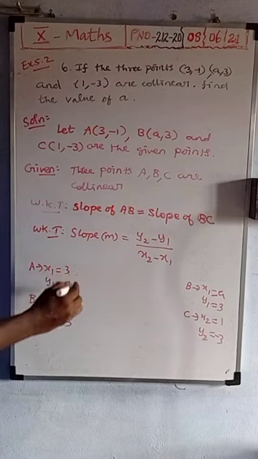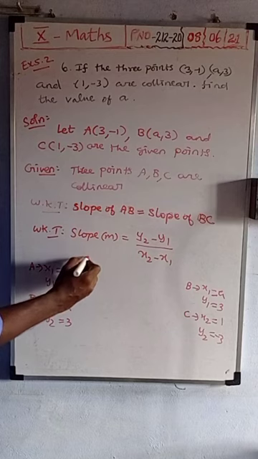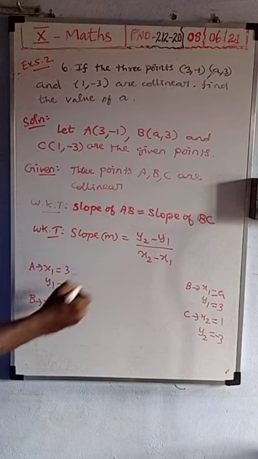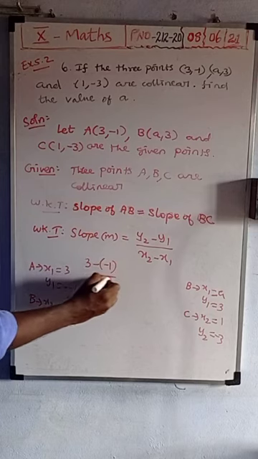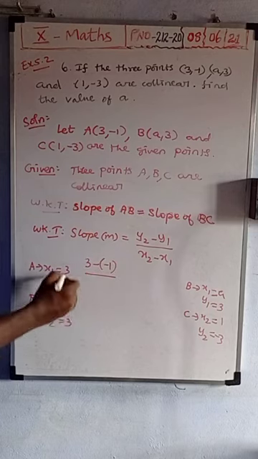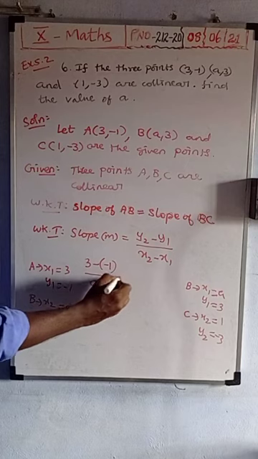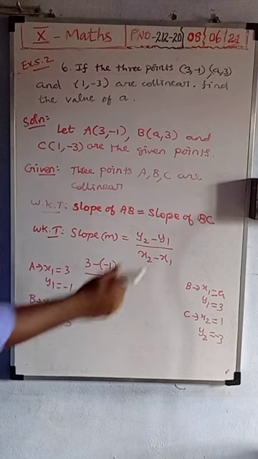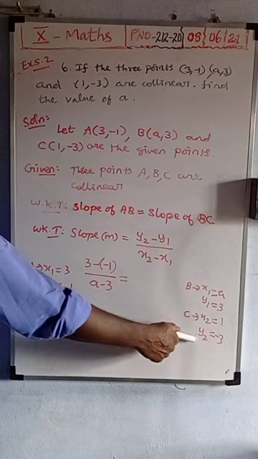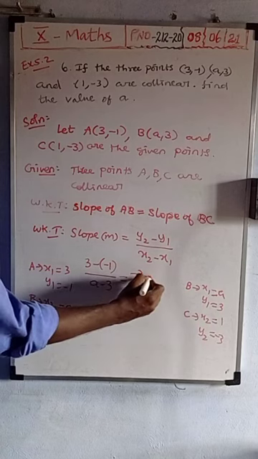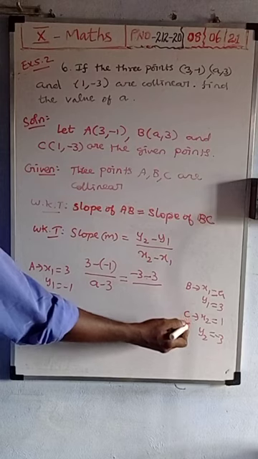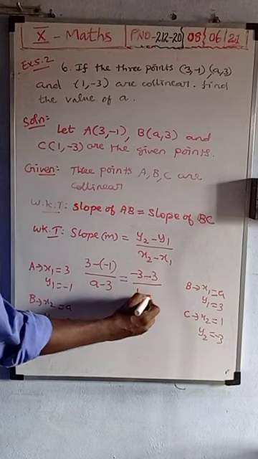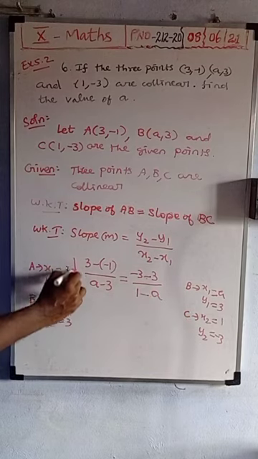Okay, you substitute in this one. What will you get? First, y2 minus y1, so 3 minus of minus 1, whole divided by x2 minus x1, a minus 3, is equal to the slope of BC. Now y2 minus y1, minus 3, divided by x2 minus x1, so 1 minus a. Okay.